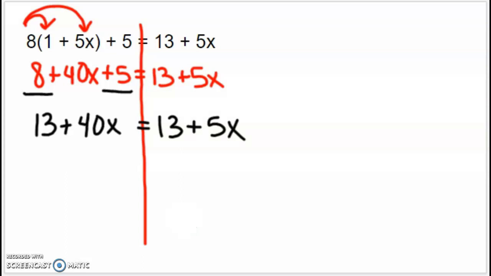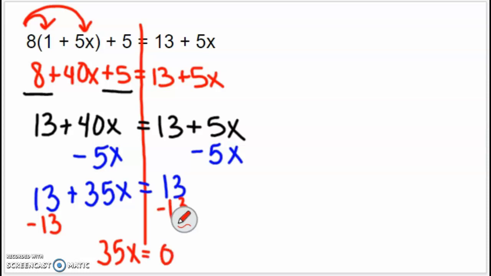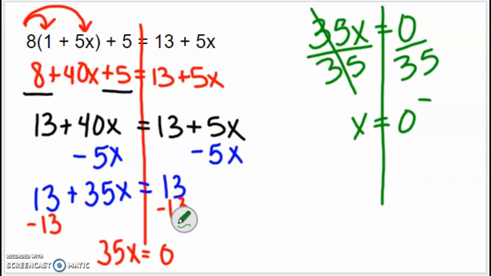I do have variables on different sides. I like to move the smaller one first. Doesn't really matter if you subtracted 40 instead, you should still come up with the correct answer. Next, it's a two-step equation. I'm going to subtract 13. So I get 35x equals 0. When we divide, I'm going to rewrite it up here. So 35x equals 0. Divide by 35. They cancel. We get x to be 0.